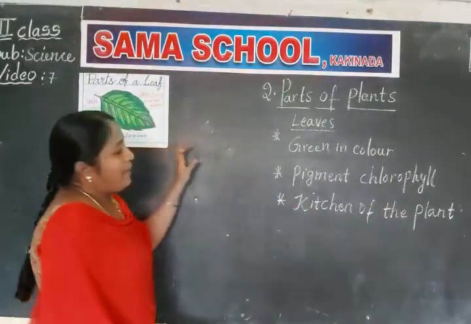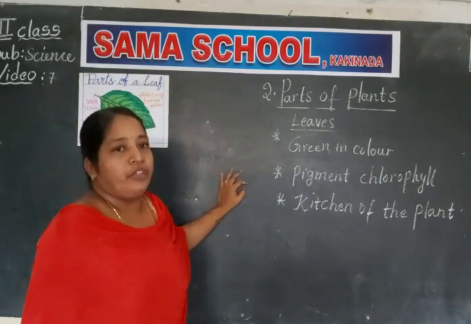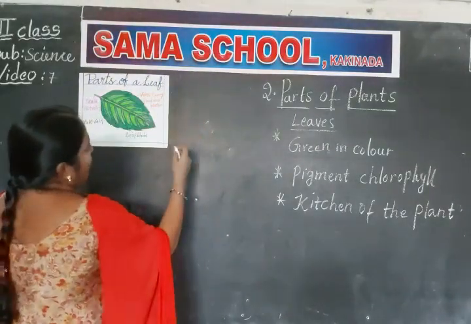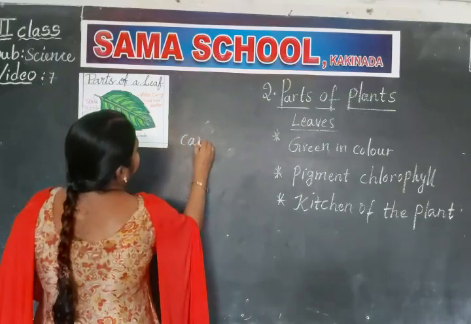Let us see how the plants can prepare their own food material with the help of materials or things such as carbon dioxide.